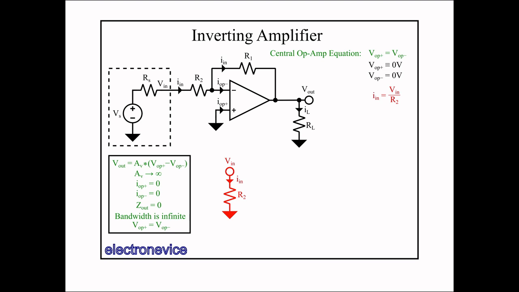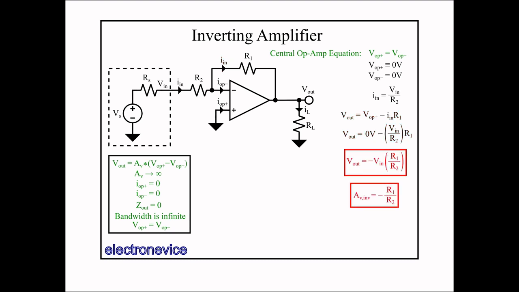This allows us to convert the circuit containing the input signal and R2 into a very simple equivalent circuit consisting of a single resistor to ground. So the input current is simply Vin over R2 per Ohm's law. Now that we have I-in and VOP-, we calculate Vout, which, with a little rearranging, results in the following expression for Vout.